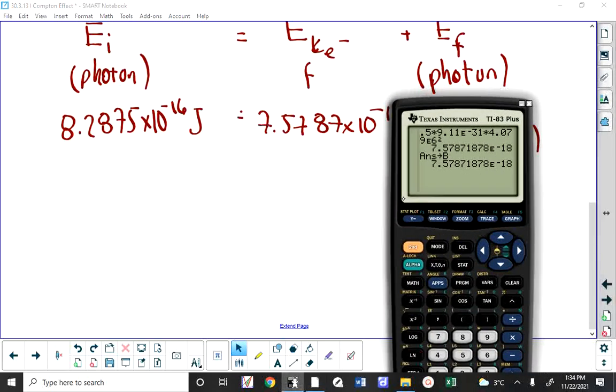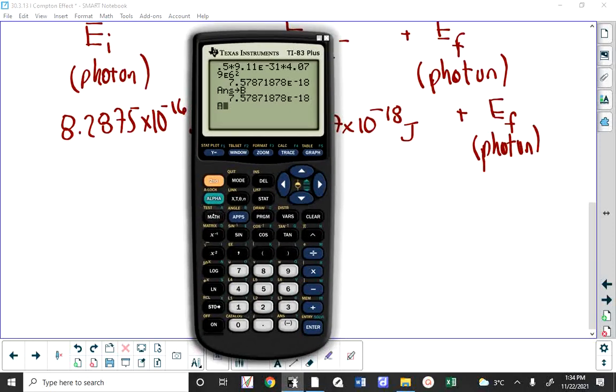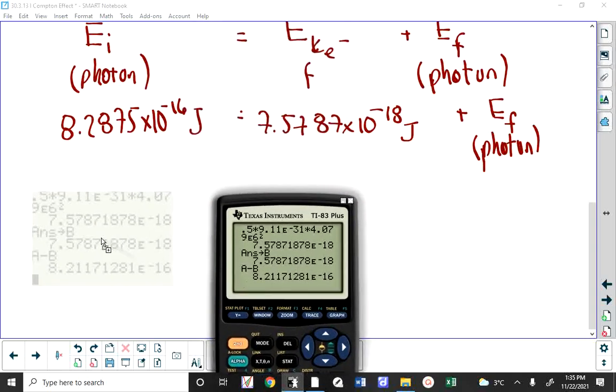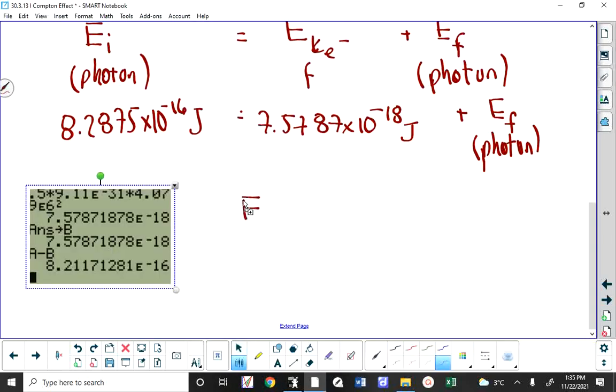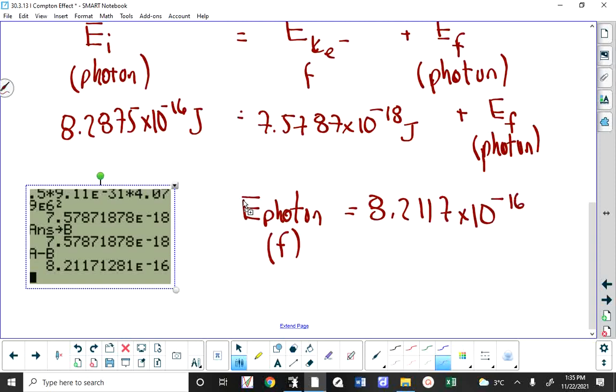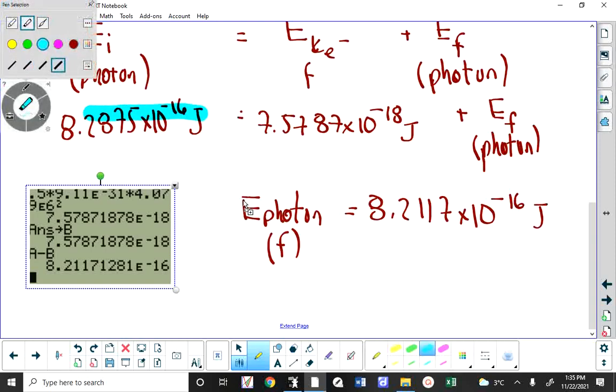I've stored these numbers in various places in my calculator, so you can manage that however you need to. This is the energy that I get for the photon afterwards. I get 8.2117 something times 10 to the negative 16 joules. I mean, just look at that. Look at the energy the photon had before, and look at the energy it has afterwards. It's not a lot that's missing.